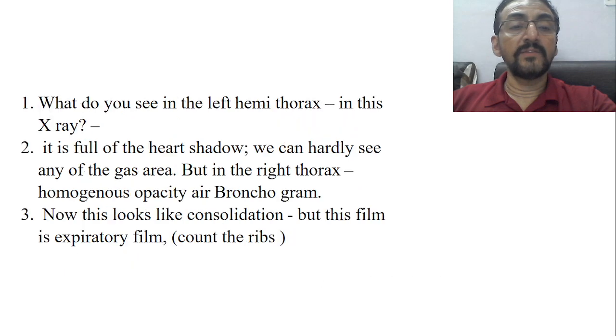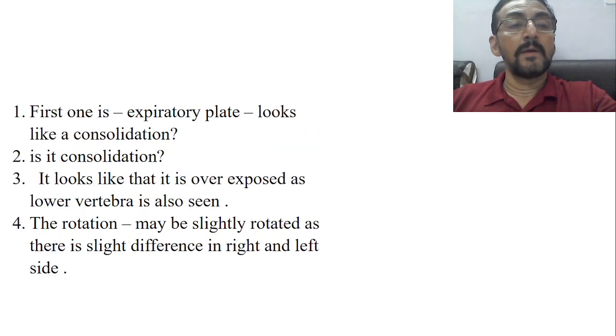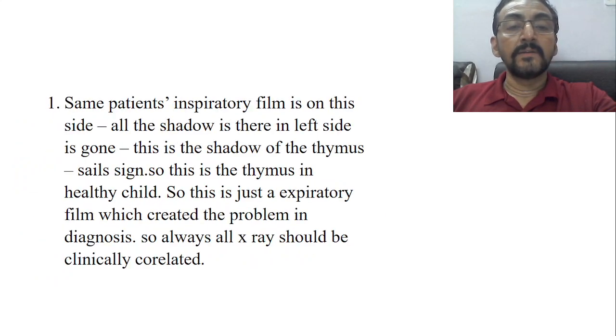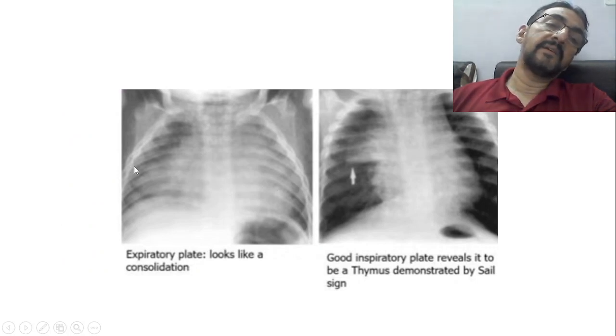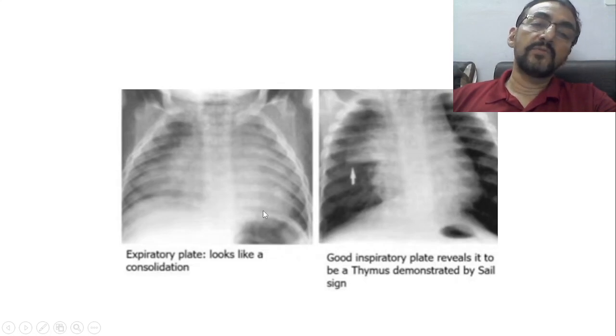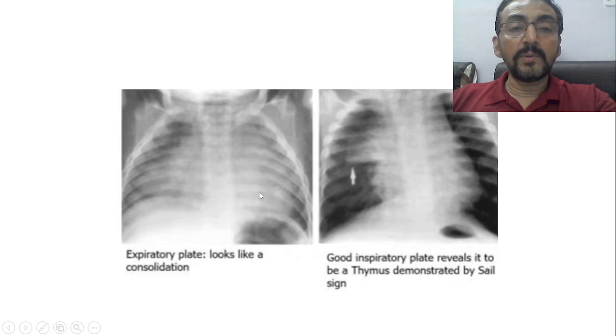Now the question is, in the first picture we are seeing that the film may be slightly rotated, as there is a slight difference in the right and left sides, isn't it? The right side is less expanded and the left side is mostly overexpanded. So there is some problem. There is no problem in the exposure, but in the rotation there is some problem.